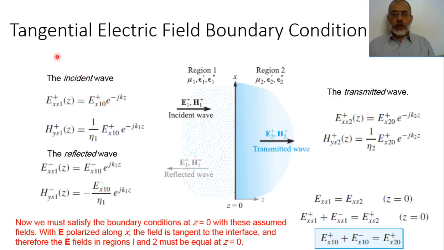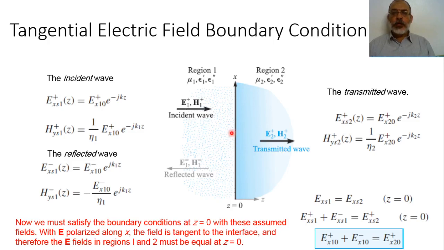So by applying the tangential electric field boundary condition, the boundary condition of the tangential electric field states that E tangential at the boundary in region 1 equals E tangential in region 2. So the total electric field tangential to the interface in region 1 equals the total tangential electric field in region 2.